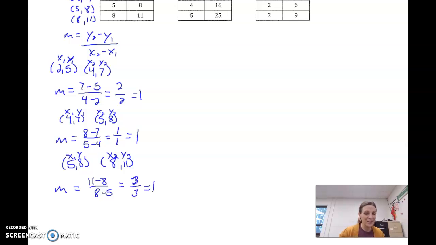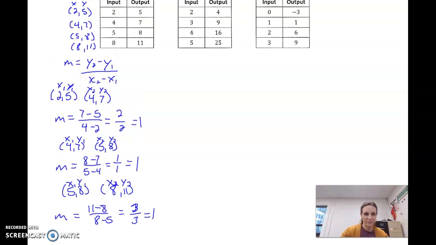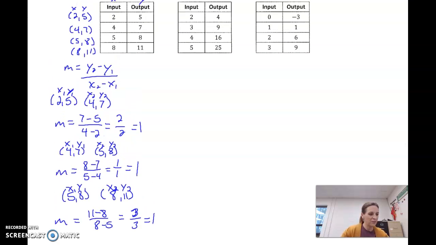Okay, so it's really starting to look here like it is linear. Let's see, what did I miss? I think I missed one. 2, 5, 4, 7, 4, 7, 5, 8. Oh no, I didn't. Okay, good.